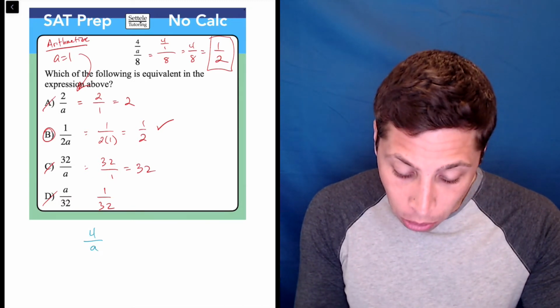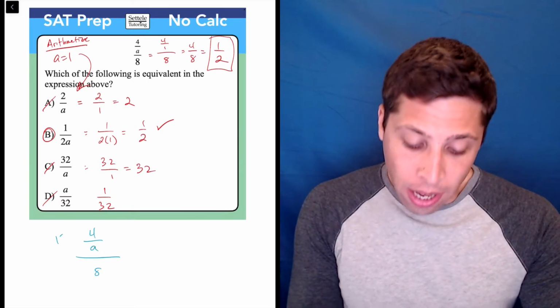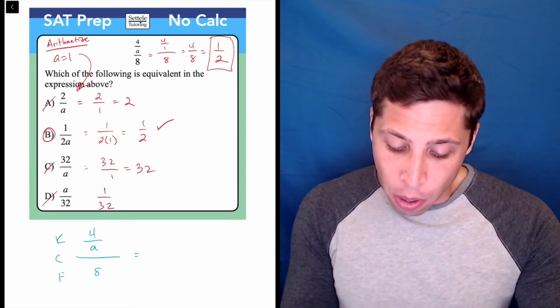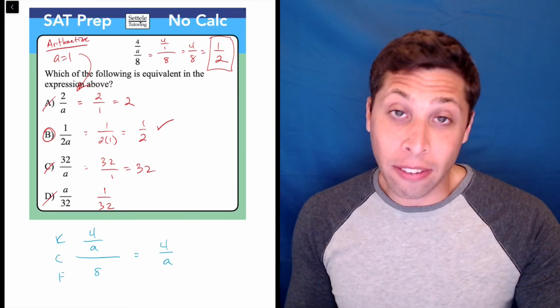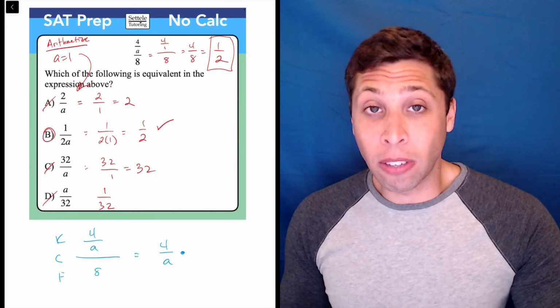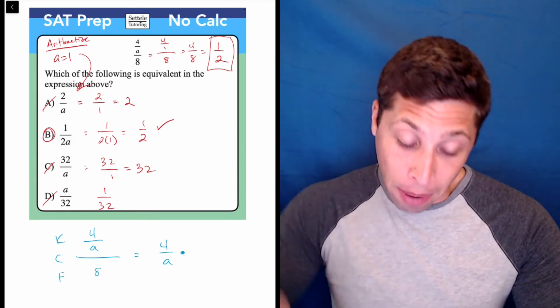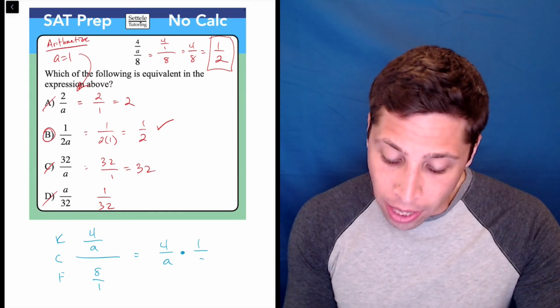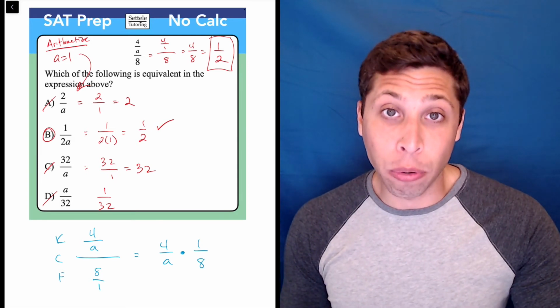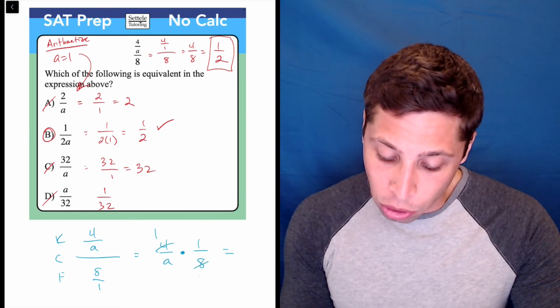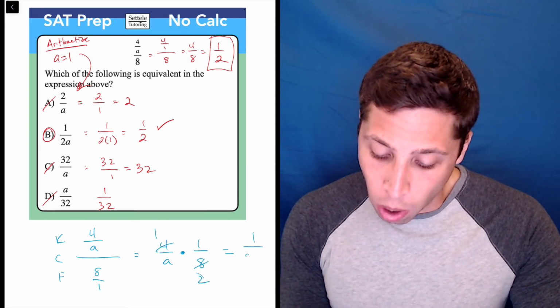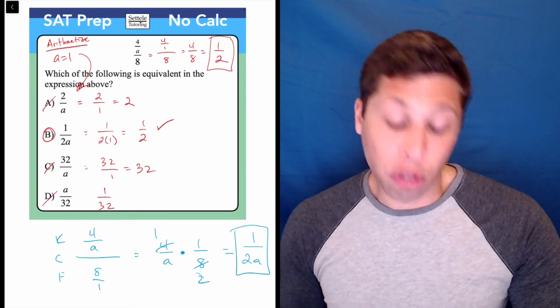If we have 4 over A over 8, we would do keep, change, flip, which means we take the top fraction, leave it as is, we change division to multiplication, and then flip the bottom fraction, which is really 8 over 1, and when we flip it upside down, now we're doing multiplication, and we can reduce, and now we see 1 over 2A, which is what we got.